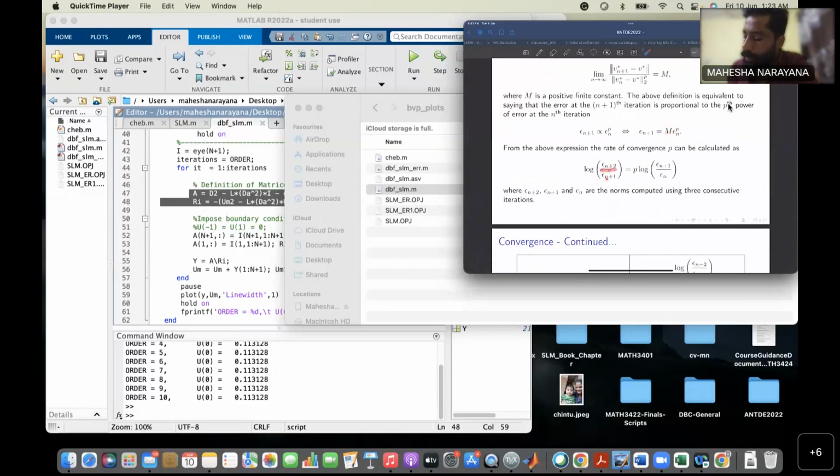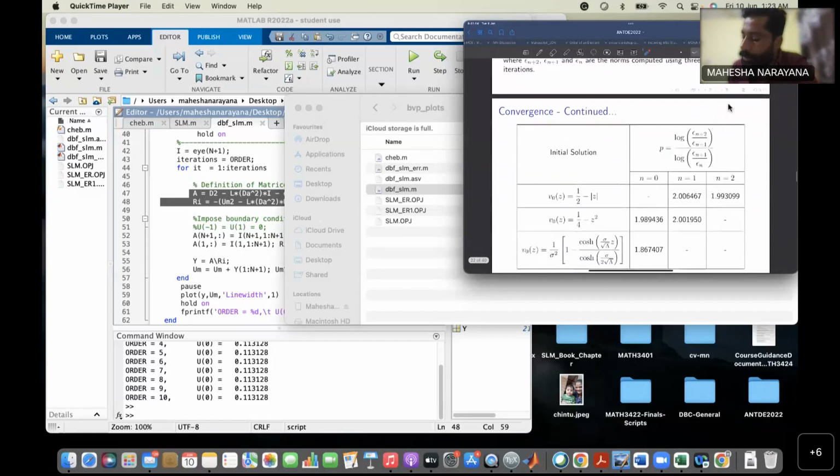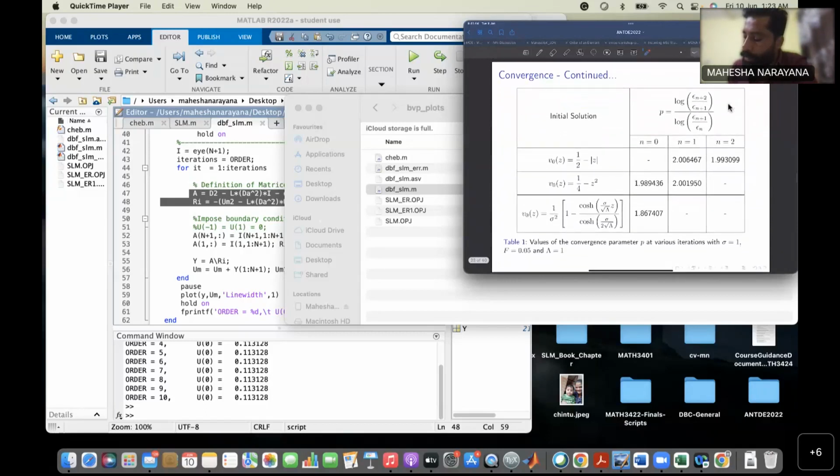So I just show here that p is calculated for different n values for three different initial solutions. This one is a non-smooth solution, which is of triangular shape. Even with this non-smooth solution, you could achieve a nice convergence. You'll see that this number p is somewhere around 2, which indicates that it is of second order convergence.